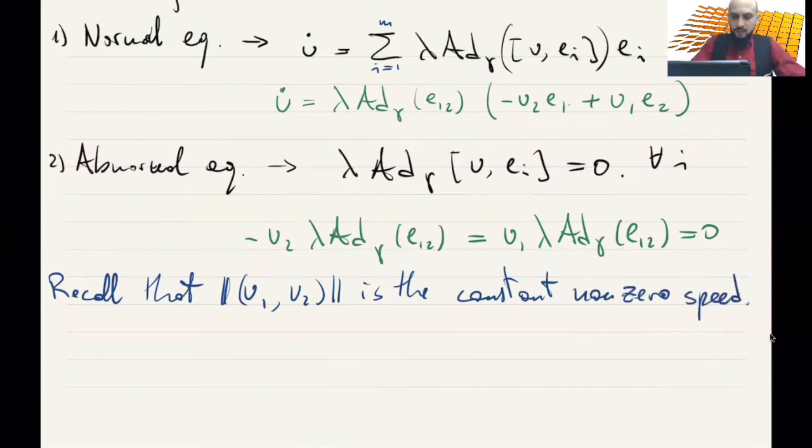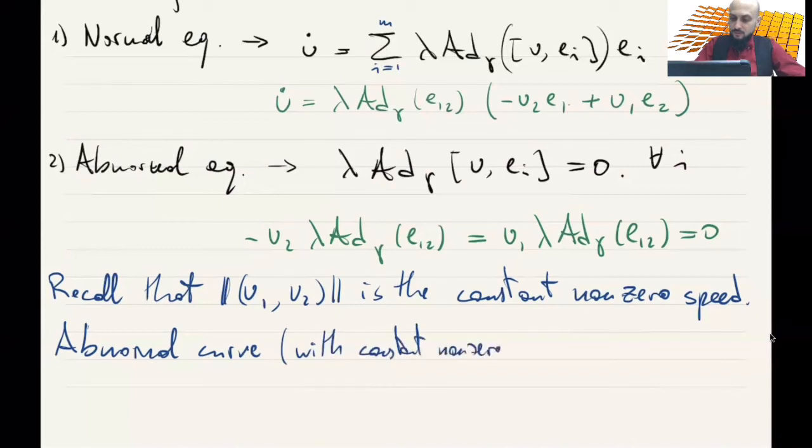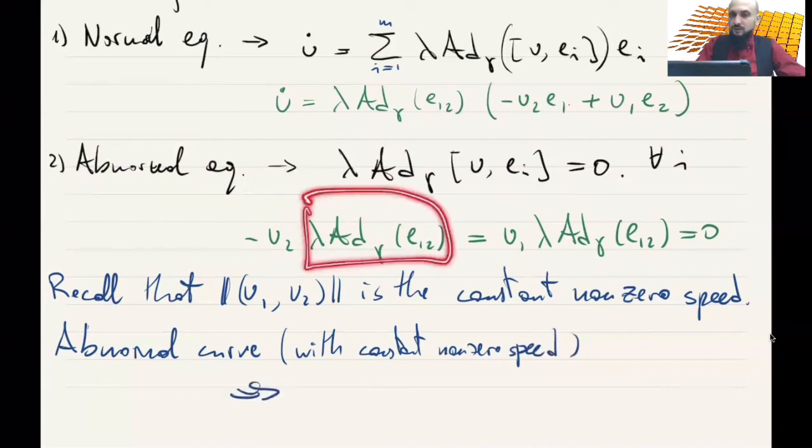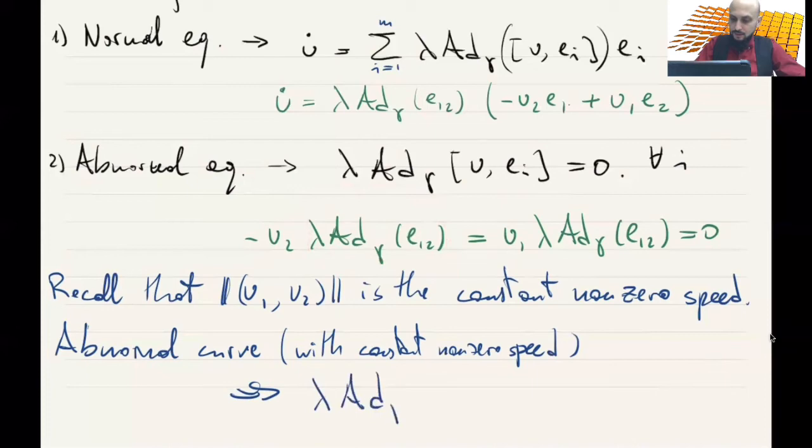And therefore, if you have a curve with an abnormal curve, with constant speed, then what we have is the necessary condition: this has to be 0. Then lambda, Ad gamma, E_{1,2} is equal to 0. This condition, which is true in a broader generality, is called the Goh condition.